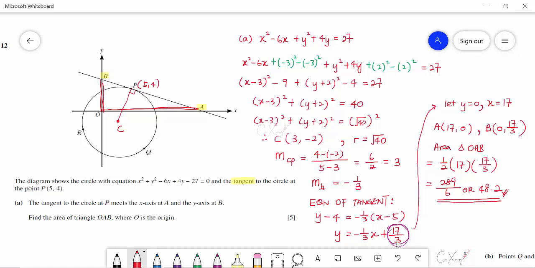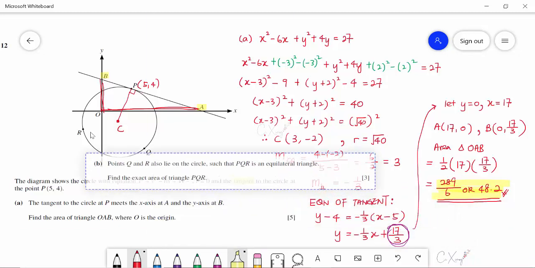Alright, so this is how we actually get the area of the triangle OAB. Right? So you can see that generally we need to find the center first, and after that find the gradient of CP from the center to P. Then we get the gradient of the tangent line and form the equation of the tangent. And lastly, we find the x and y intercepts of the tangent line, and only then can you get the area. So the process is quite long actually, right? Okay, now maybe we proceed to part B.